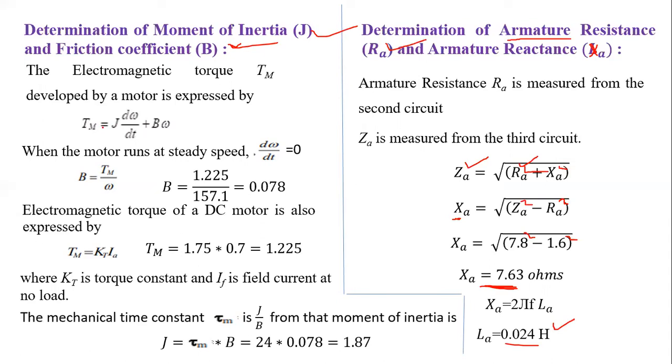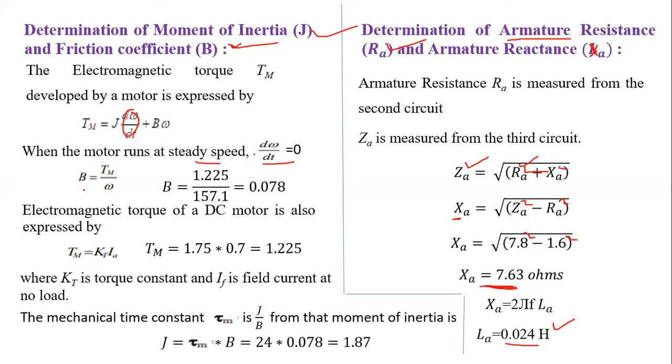So if you write the torque balance equation, that is Tm equal to J into d omega by dt plus B into omega. When the machine is running at the rated speed, that is at the steady state, the change in speed is 0. The speed of the motor is constant, so d omega by dt value is 0, which means the J term is 0. So directly we are getting Tm equal to B into omega.